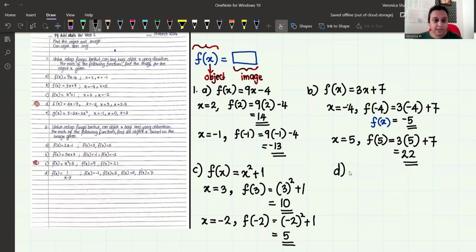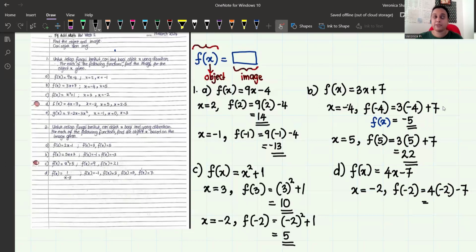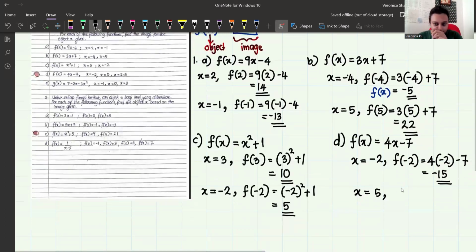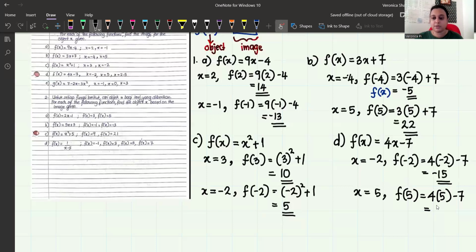Okay, D. D, the fx is 4x minus 7. So here, teacher going to ganti negative 2. So 4 times negative 2 minus 7. Negative 8 tolak 7, negative 15. The other object here is 5. So 4 times 5 minus 7. So 20 minus 7, 13.